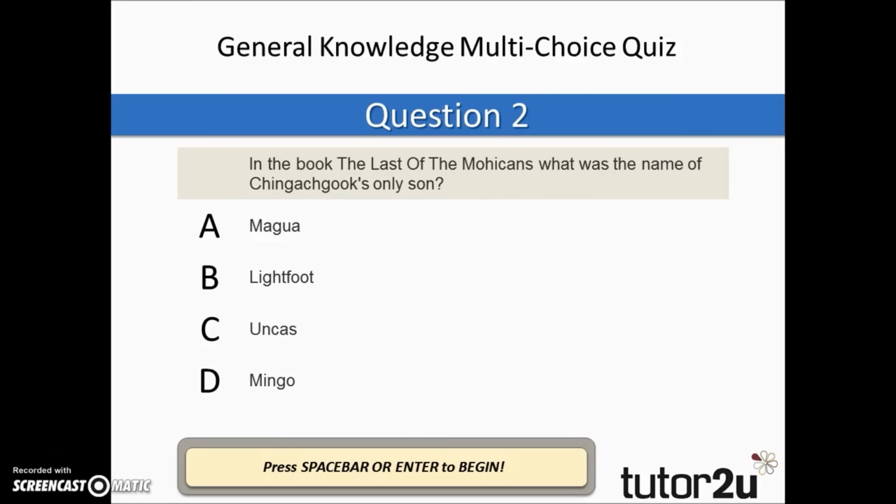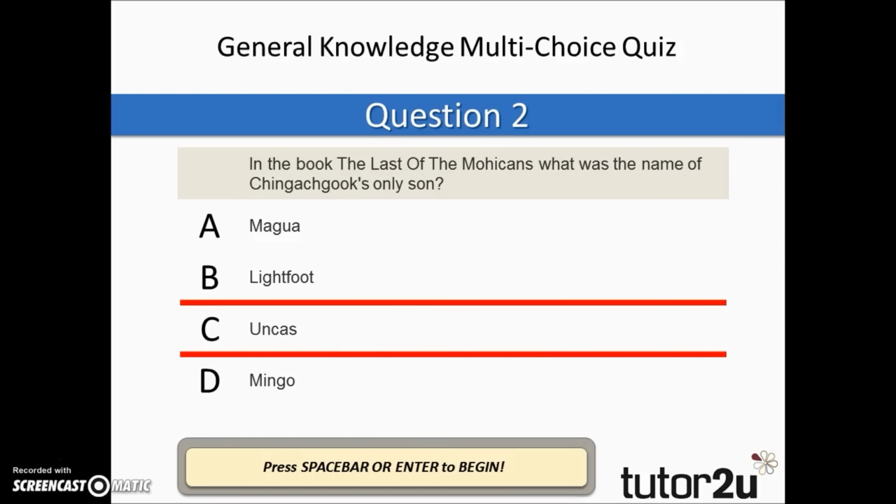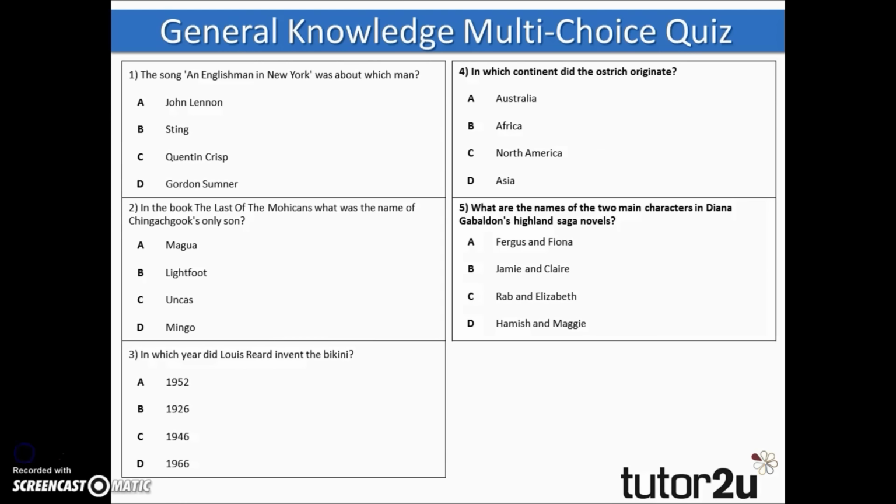Here's our second question, same process. Find out what the correct answer is, and then move on to question 3. And repeat that then for all 10 questions.